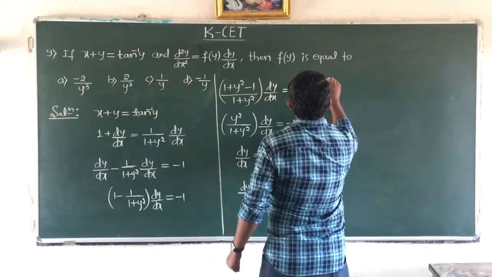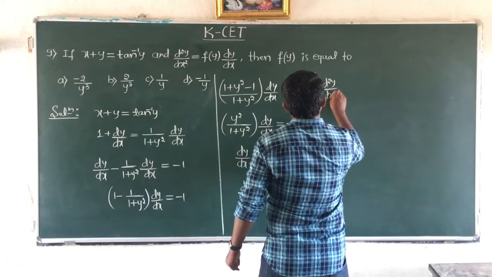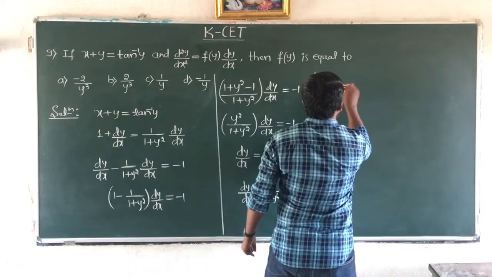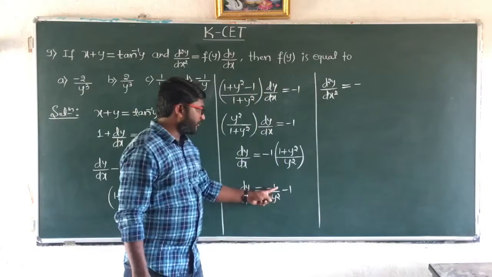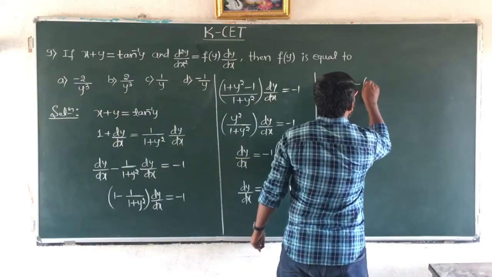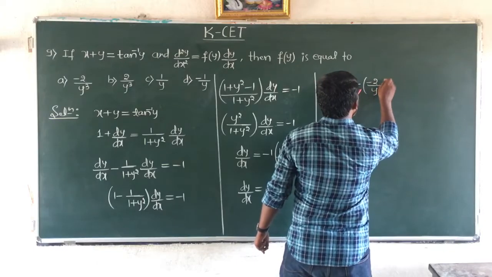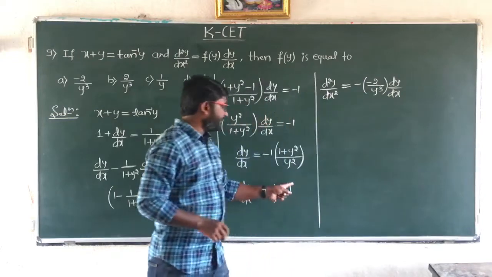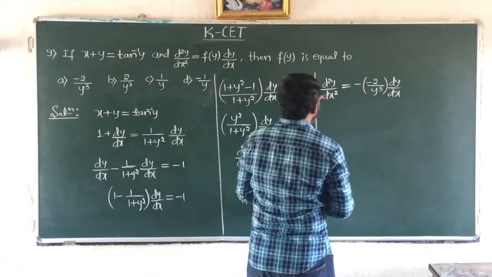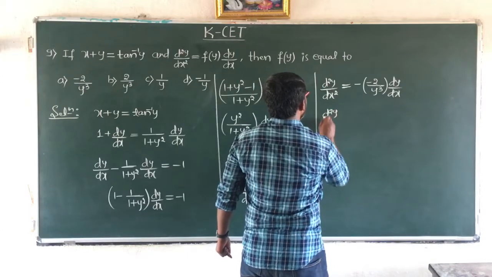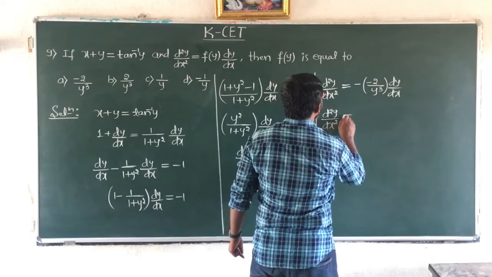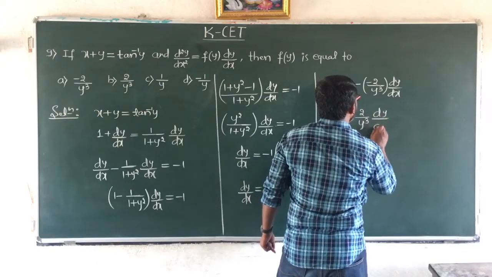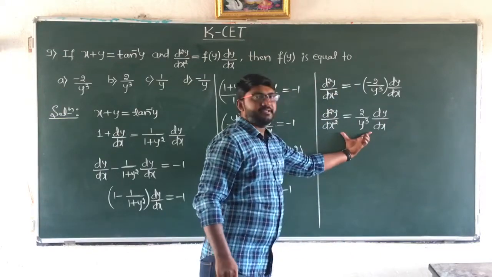So we get d square y by dx square. I write the minus as it is. Now what is the derivative of 1 by y square? It is minus 2 by y cube into dy by dx, and the derivative of the constant will be 0. Now minus into minus will give us plus. So we get d square y by dx square equal to 2 divided by y cube into dy by dx. Now compare this with the given condition.